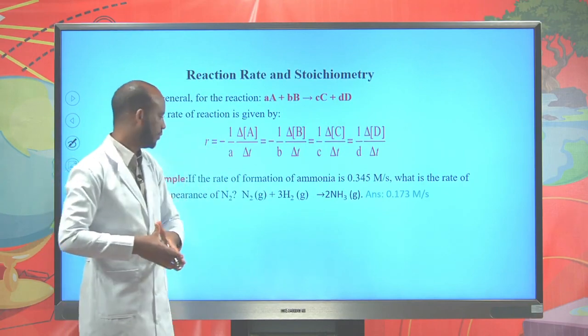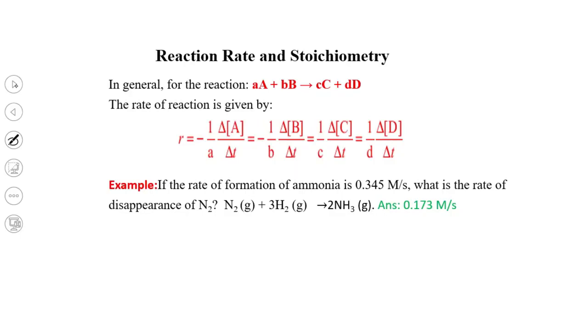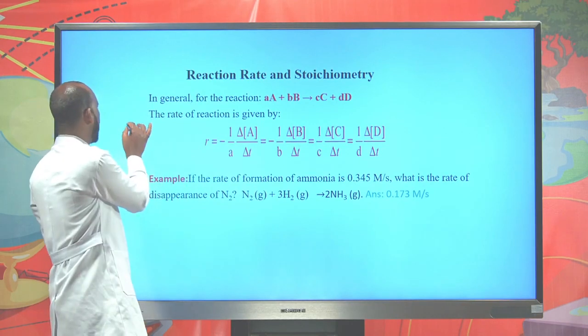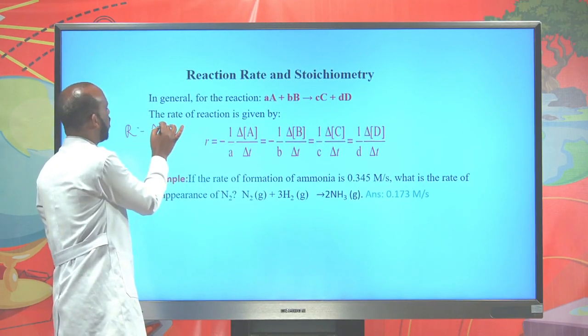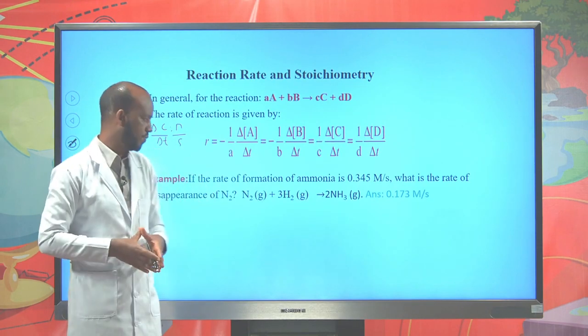For example, if the rate of formation of ammonia, the rate of appearance of ammonia for this reaction, is 0.345 molar per second. The unit of rate is molar per second because rate, by definition, is change in concentration of the reactant divided by change in time. Concentration is expressed in molarity, molar. Time in seconds. Molar per second is the unit of rate.